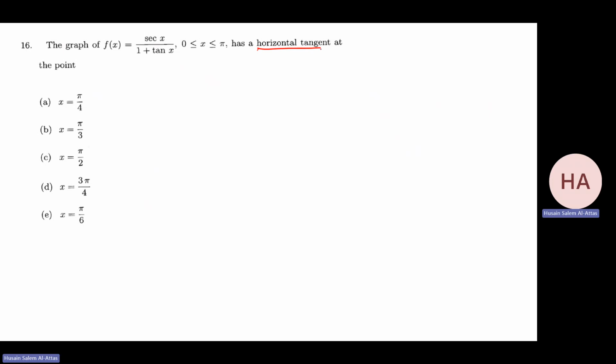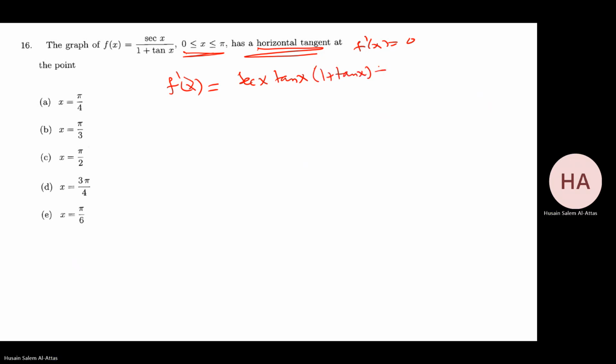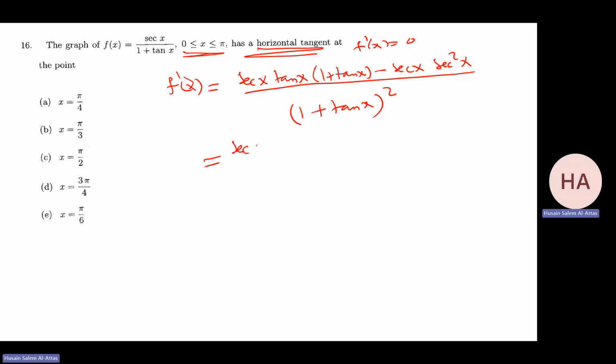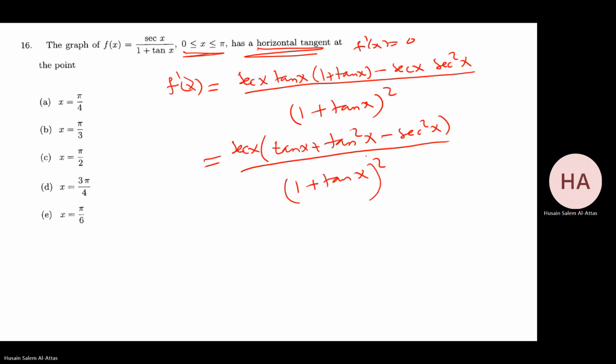The graph has a horizontal tangent. At what point? Oh, he gave an interval. Okay, so I need to find f prime equals 0. So it will be secant tan times 1 plus tan, minus secant times secant square, all over 1 plus tan x all square. There you can take secant as a common factor. You have tan plus tan square minus secant square, all over 1 plus tan x square. And 1 plus tan square is secant square.